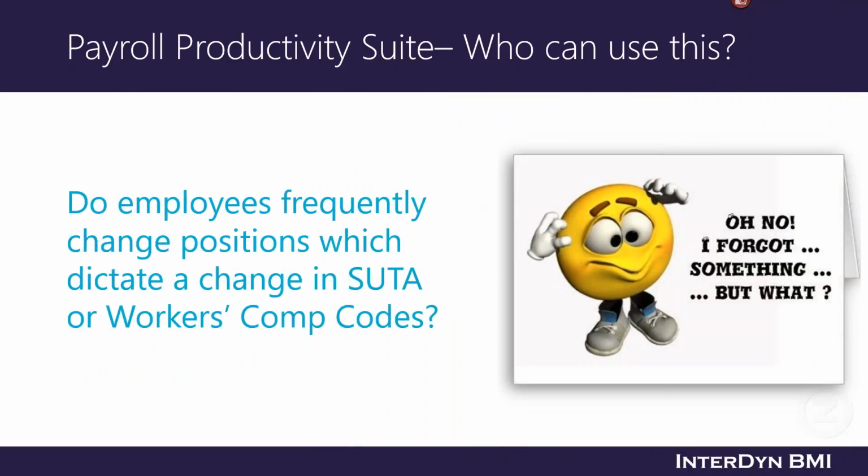Do you have employees that frequently change positions, which dictate a change in SUTA or workers' comp codes? With the standard GP, changes made on the employee maintenance window for the SUTA and workers' comp codes don't automatically update on every pay code that the employee has assigned to them. So if you've ever noticed, there is actually a SUTA and workers' comp field right on the employee pay code maintenance, and an employee could have 5, 10, 15 pay codes assigned to them. That's a big job to update those individually if you don't have this product. So we'll see how that works in this as well.